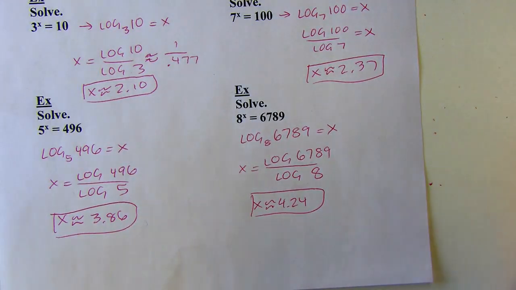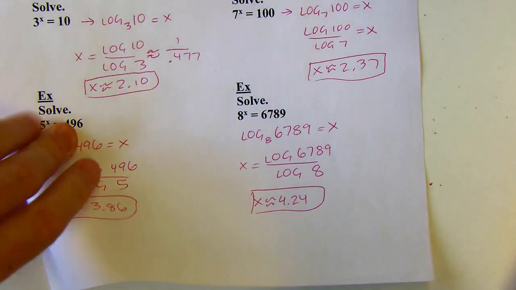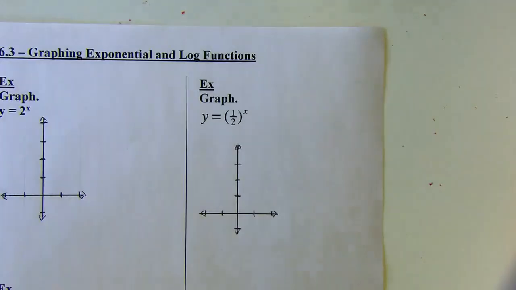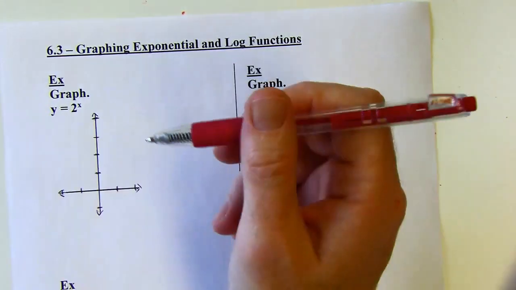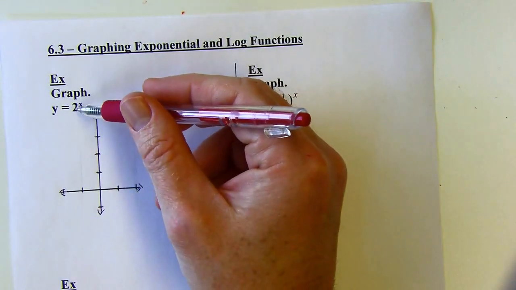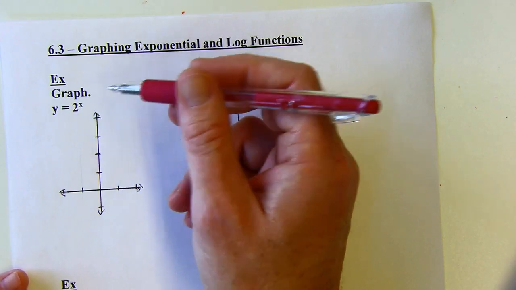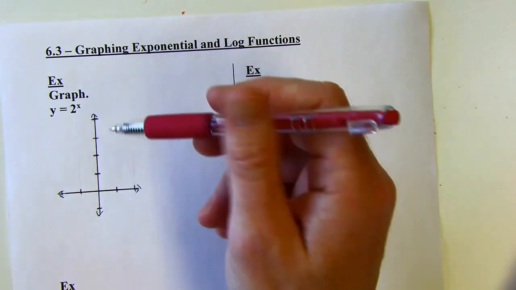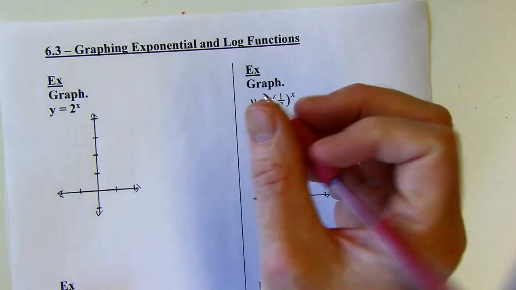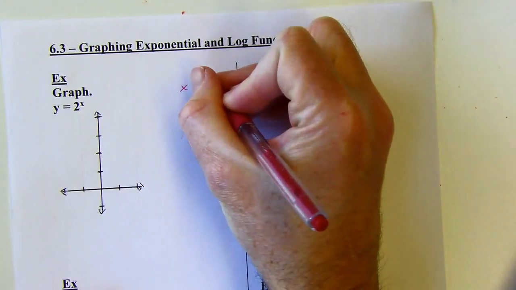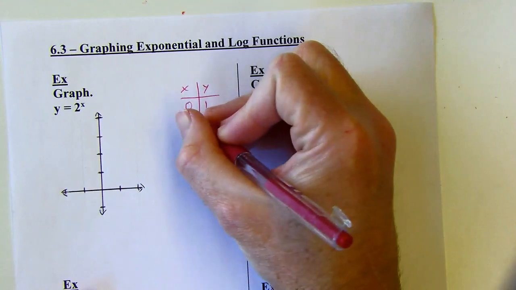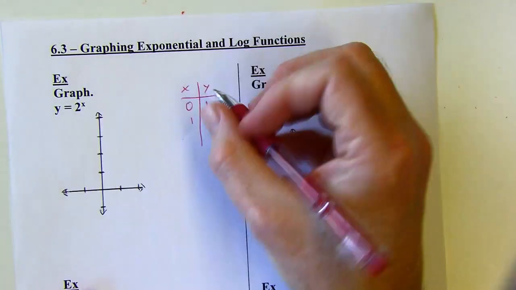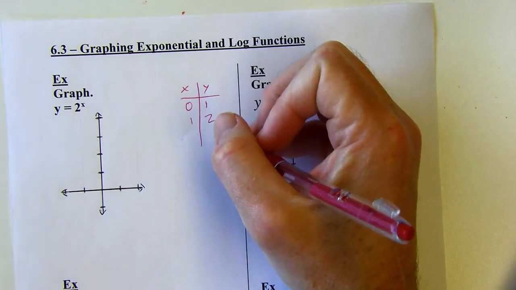Okay, let's look at graphing exponential and log functions. So this is our parent graph for exponential functions. If I did 1 to the x, 1 raised to any power equals 1, so it'd just be a flat line. That's why we're using 2 as the smallest integer we can use, okay? So we can make an xy table here. If I put in 0 for x, 2 to the 0th equals 1. If I put in 1 for x, 2 to the 1st equals 2.